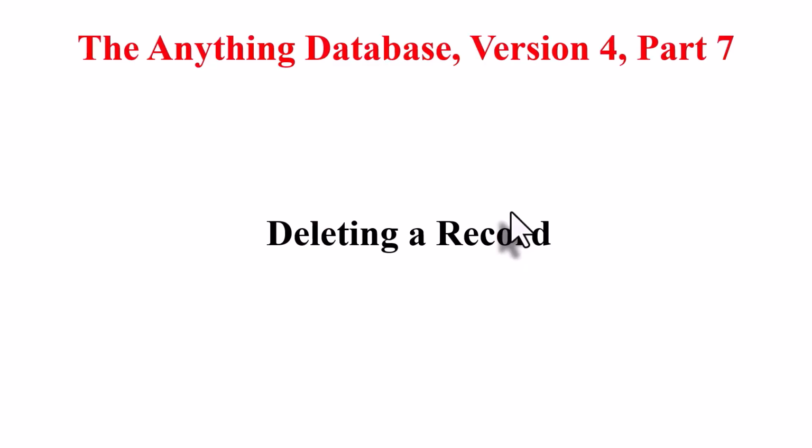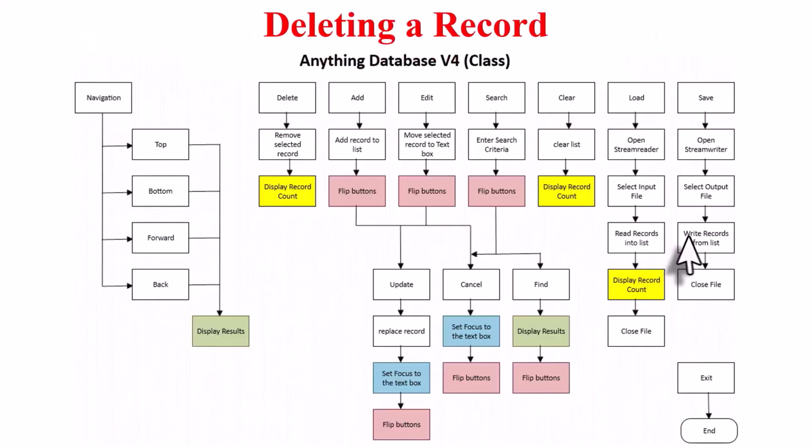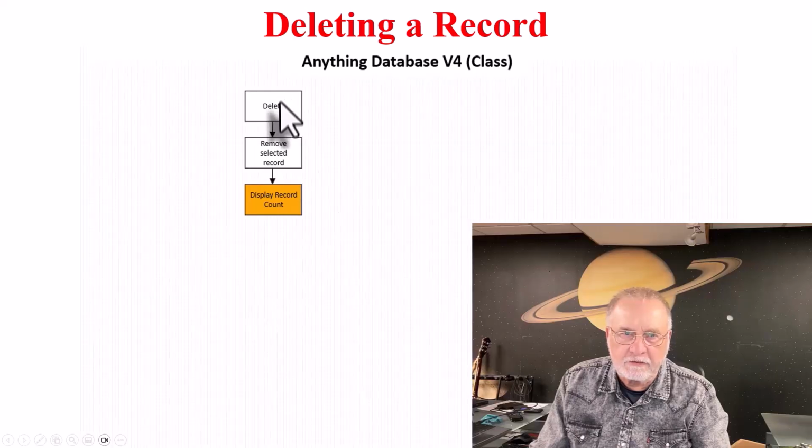So this is the Anything Database version 4, part 7, deleting a record. Deleting is relatively straightforward. We simply go there, find the particular record we want to delete, and get rid of it, and just redisplay our record count. It's going to change. What does that look like? If we blow this up a little bit, or get a close-up of it: delete, remove record, display record count.